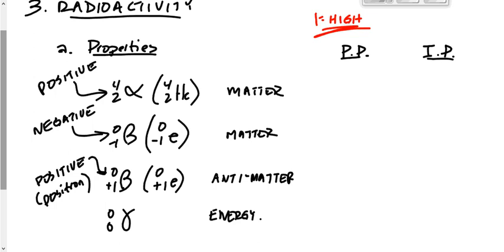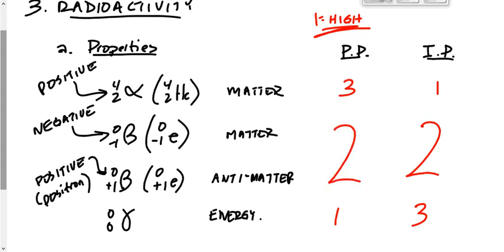A high ability to ionize matter. Good. So we'd rank alpha particles as number 1 for ionizing, beta particles would be number 2 for ionizing, and gamma rays would be number 3 for ionizing. Now, in terms of penetrating power, it's exactly the opposite. Gamma rays have the highest ability to penetrate matter, and alpha particles have the lowest ability to penetrate matter.